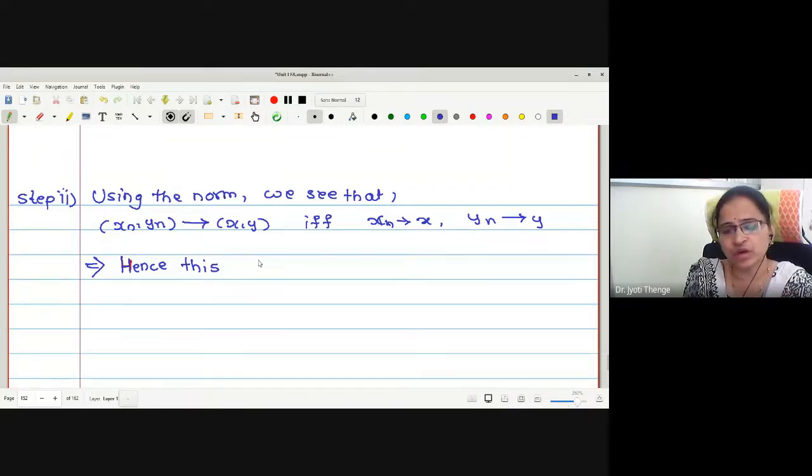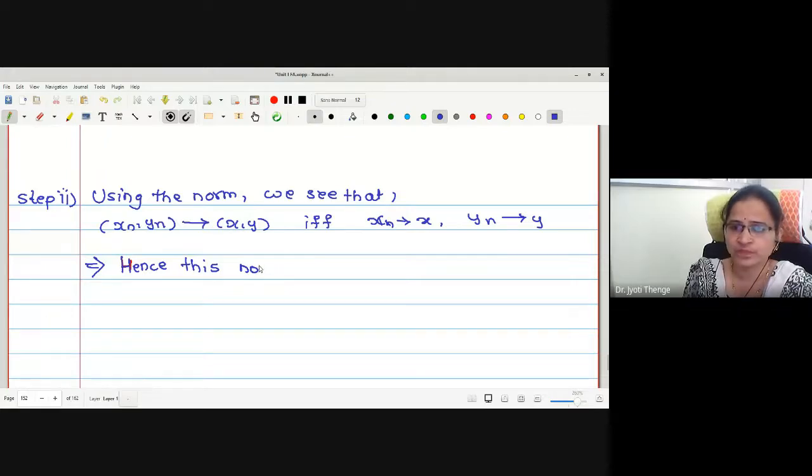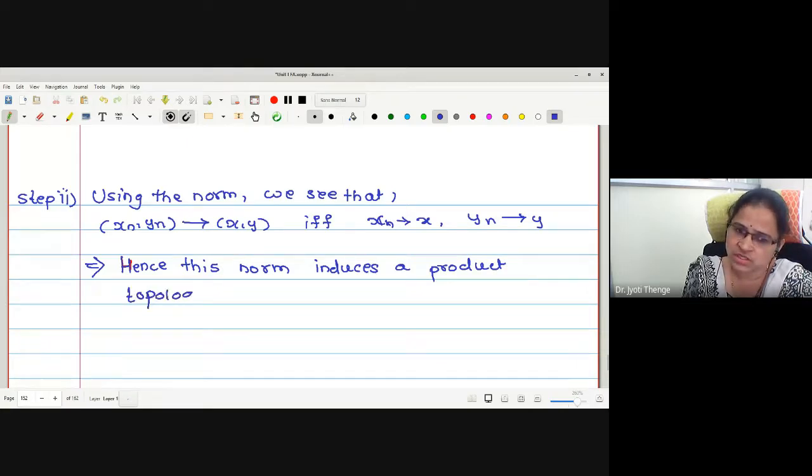Because we know every norm induces a metric induces a topology. Correct, no? In this Cartesian product we have shown there is a norm. Therefore that norm is going to generate one topology called the product topology. Hence this norm induces a product topology. Why is the name product topology? Because this is defined on a Cartesian product.